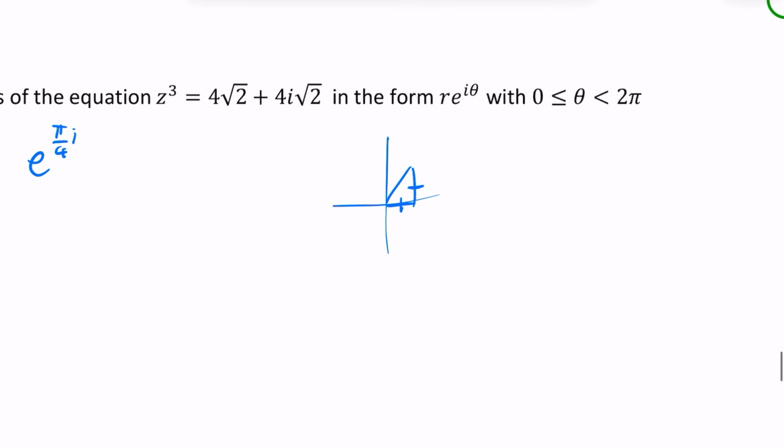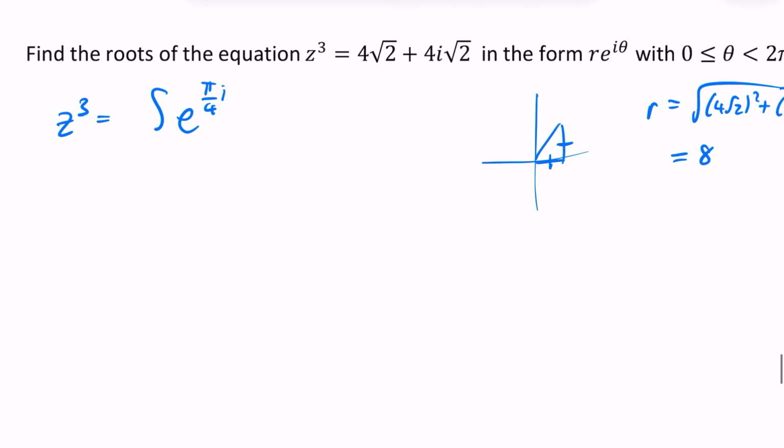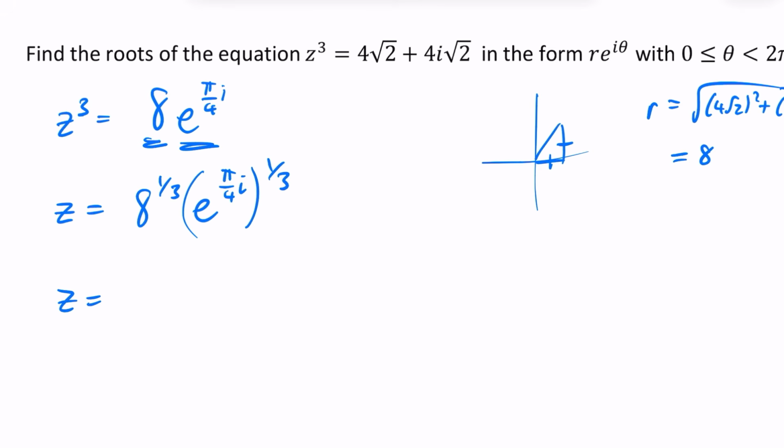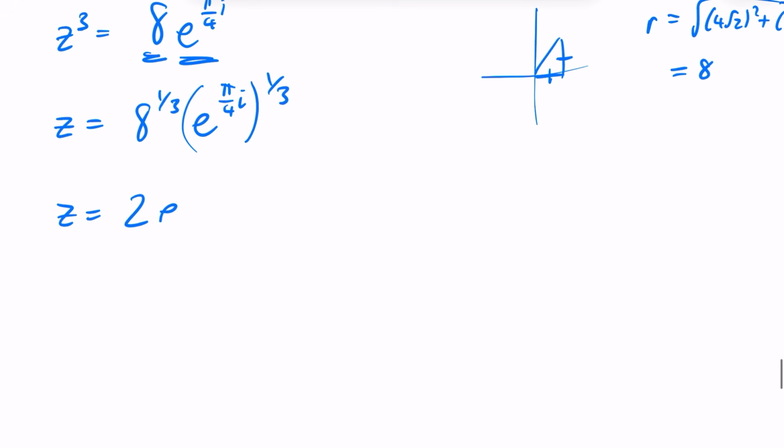The magnitude of this. If I find the magnitude, it will be the square root of 4 root 2 squared plus 4 root 2 squared. I'll do that very lazily on my calculator. 4 root 2 squared times 2, square rooted, is 8. So putting it in exponential form, it's equal to this. Let's find the first one by just doing the cube root of both of these. So that's 8 to the power of a third, and e to the power of pi over 4i to the power of a third. That means my first complex number is going to be 2, the cube root of 8, and then we get e to the pi over 12i.